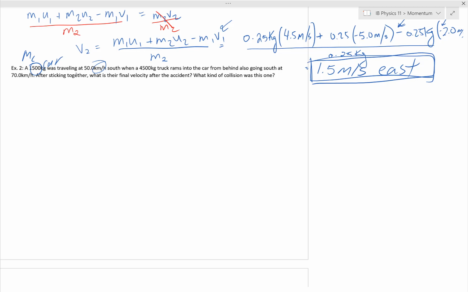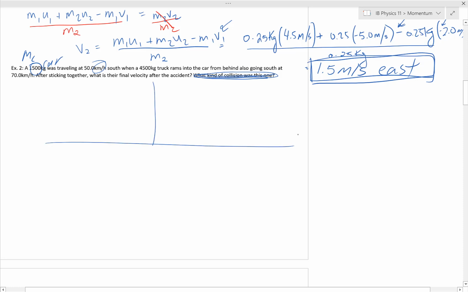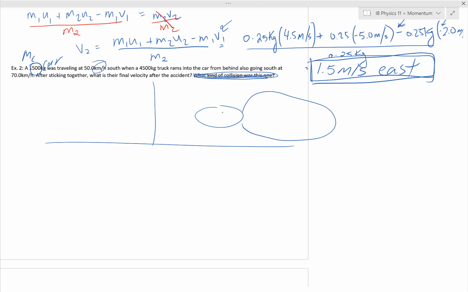So first of all, let's ignore this second half of this question. We haven't done that yet. We will talk about that later. But they do stick together after the collision. So if I were to draw a picture, here's the car and the truck. They're stuck together. Okay, I'm going to leave it at that. So they are sticking together at this point. And if they're sticking together, they are moving together. If they are moving together, what does that tell you about their velocities?